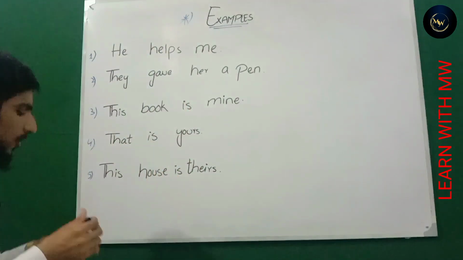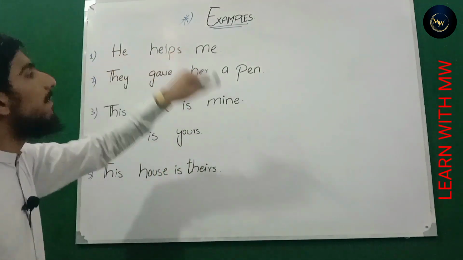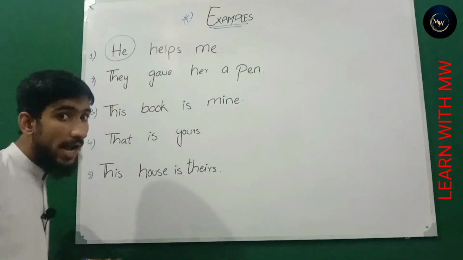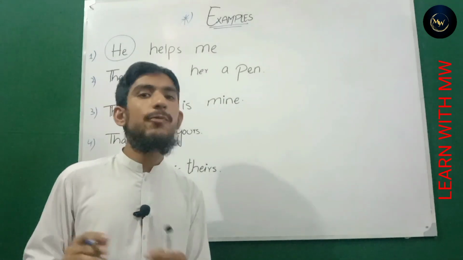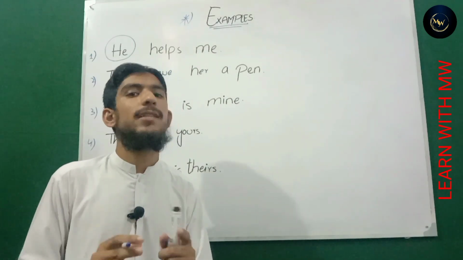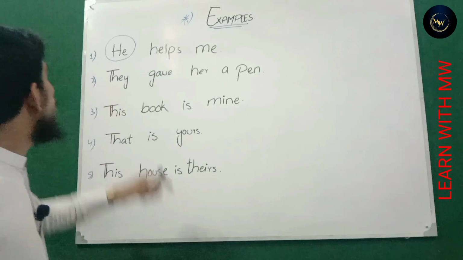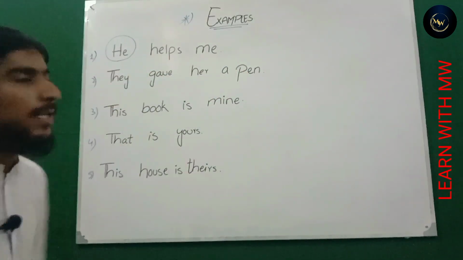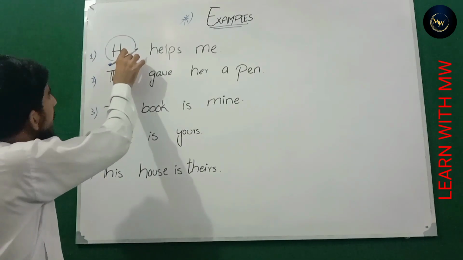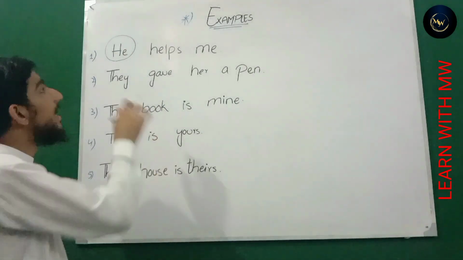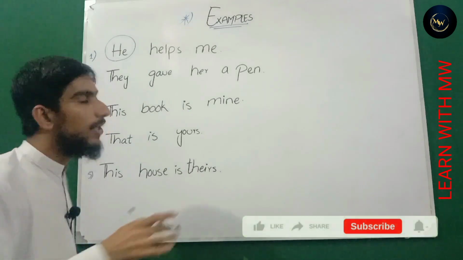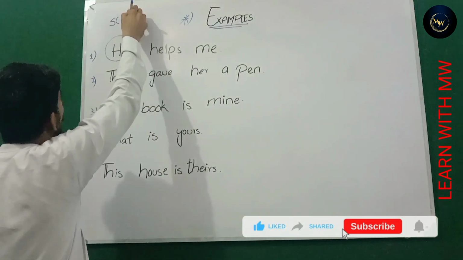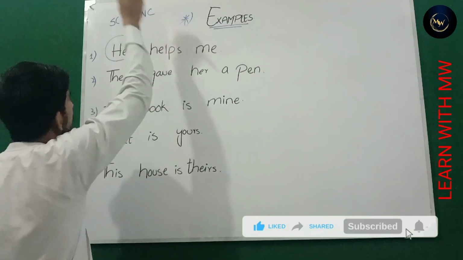So let's begin. Remember: he helps me. So he here is basically the subject. Why? As I mentioned earlier in my other videos, the subject answers the question who or what. So you ask, who helps? The answer is he helps. So he is the subject, and he is also a personal pronoun. That's why he here is in subjective case or nominative case.